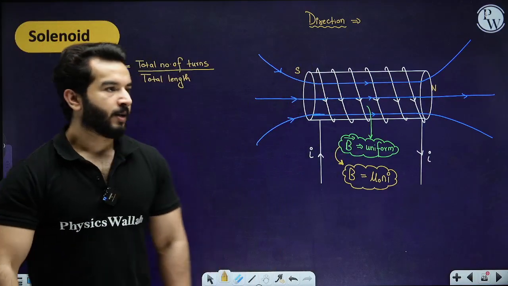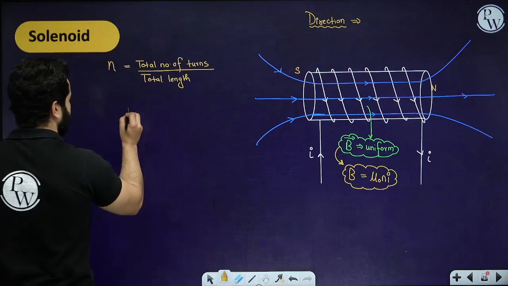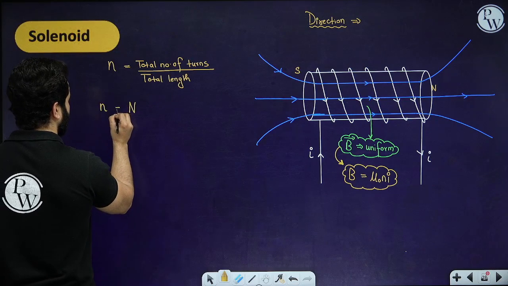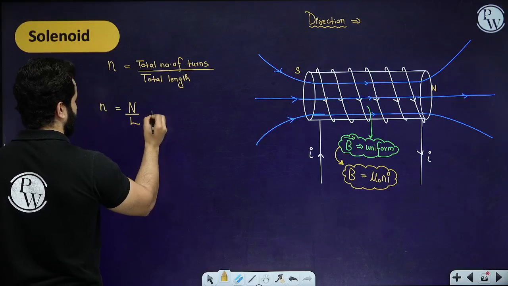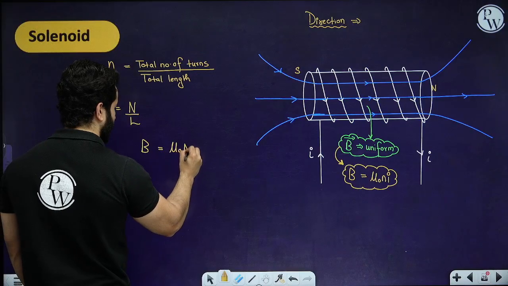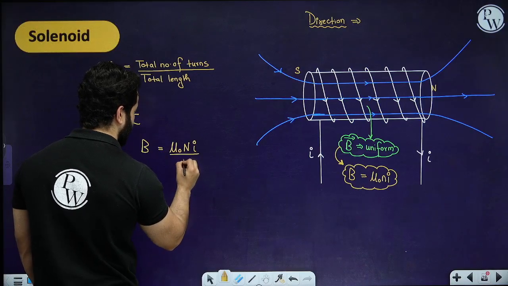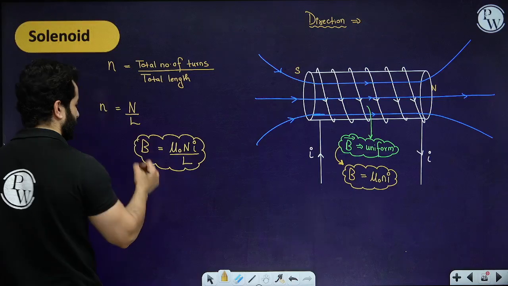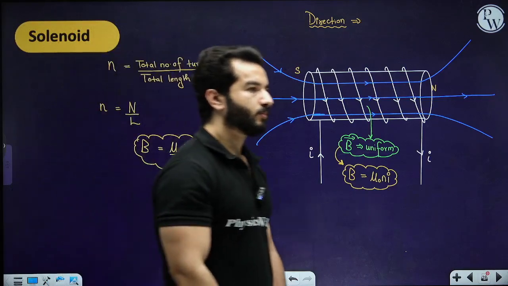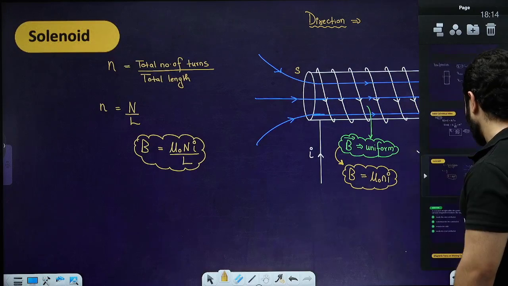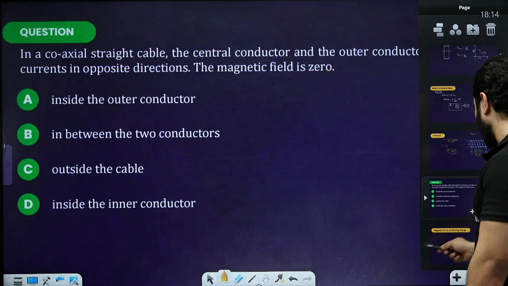All right. So if you want to write it in terms of capital N, small n will be equal to capital N divided by L. So magnetic field can also be written as mu naught n into I, that is, mu naught N into I divided by length. Hopefully everything is clear till this point as well. Now we can look at one of the questions.